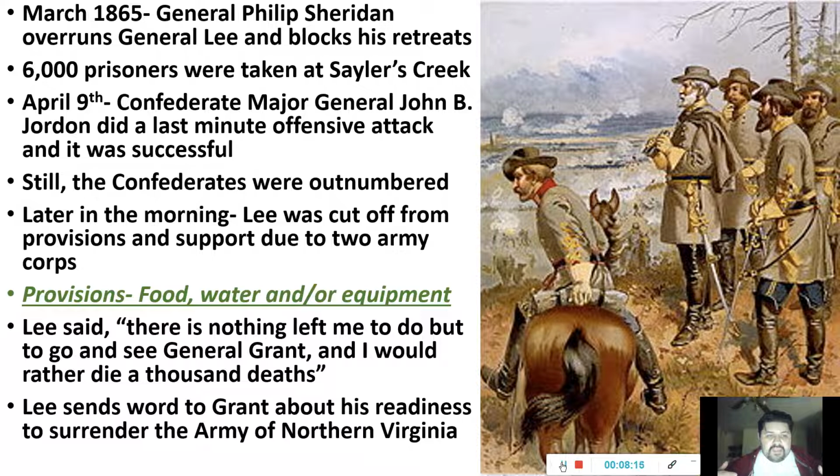And the thing is, you're going to find out that nothing could get in for Lee, meaning provisions. He was cut off from any type of provision, and he has thousands of men. Provisions, if you don't know, is basically food, water, or any type of equipment: gunpowder, bullets, guns, cannonballs, whatever. Those are provisions. So he's cut off completely.